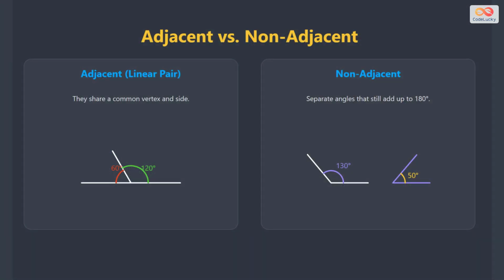It is important to note that supplementary angles do not have to touch. On the left, we have a linear pair which is adjacent. On the right, we have two completely separate angles. As long as their measures, 50 degrees and 130 degrees, add up to 180, they are still considered supplementary.